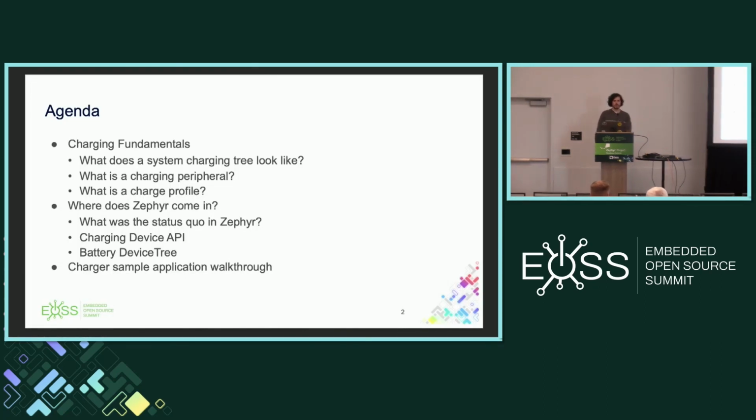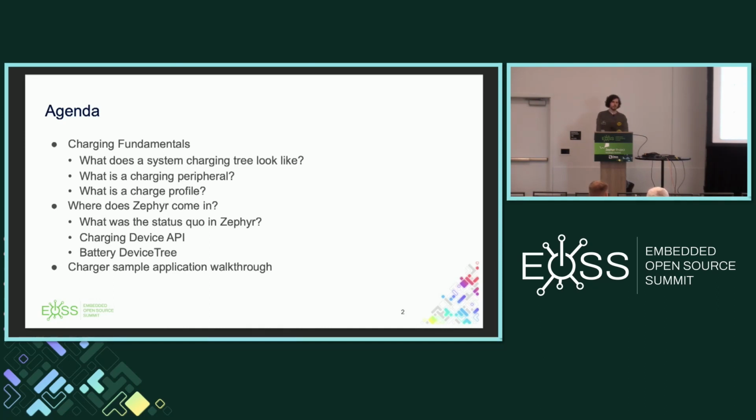So the agenda is broken down into 3 sections, and I'll take maybe one inline question at the end of each section. There'll be a big green slide. But first, I'm going to go over some fundamentals of charging and what the charging tree on a system looks like. What is a charging peripheral? That's the device that we're interested in today, controlled by the charging API. What is a charge profile, which is the output of the charging device?